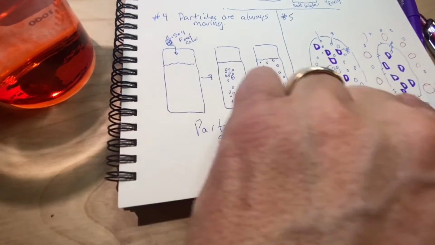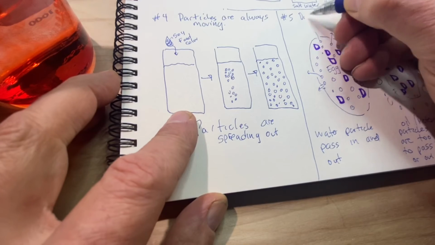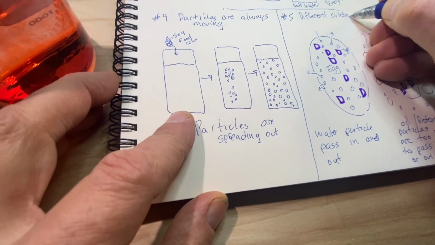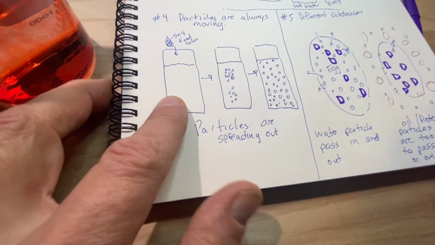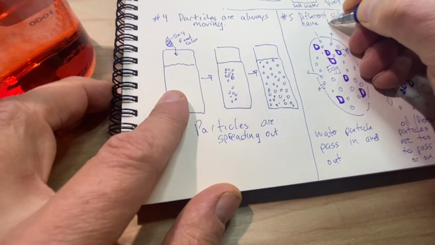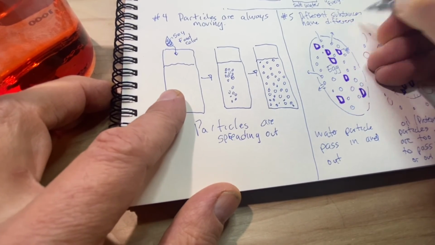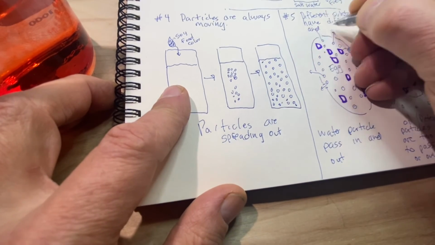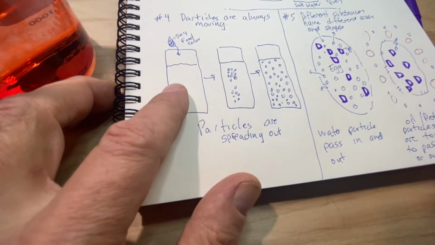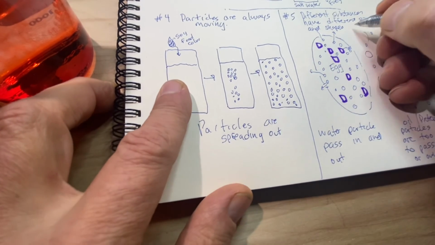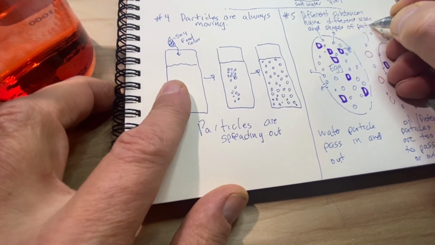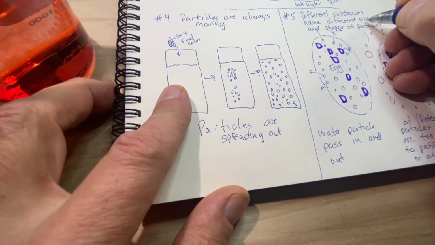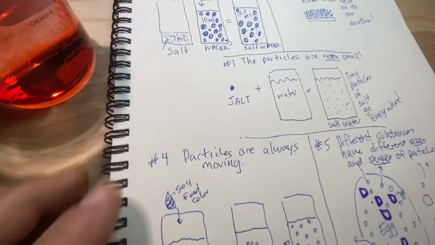And so again, what's this showing us? It's showing us the different substances have different sizes and shapes of the particles that make them up. Different sizes and shapes. So here's our 5 pieces, right?